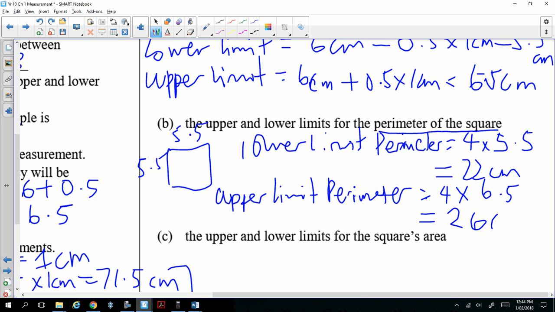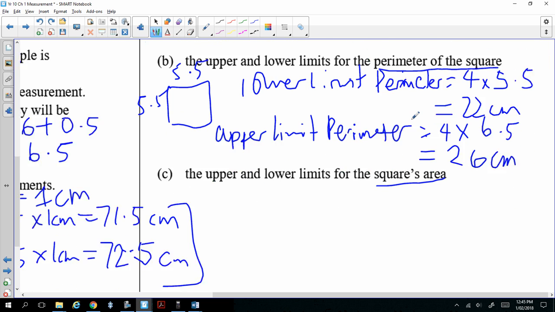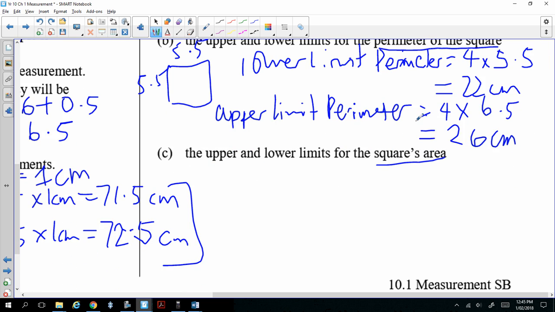Any question? You can do the same thing for the area. What's the smallest area it could be? What's the largest area it could be? Just by using the smallest and the largest side length respectively. So let's try that. Write down lower area, upper area. Okay, have a try.